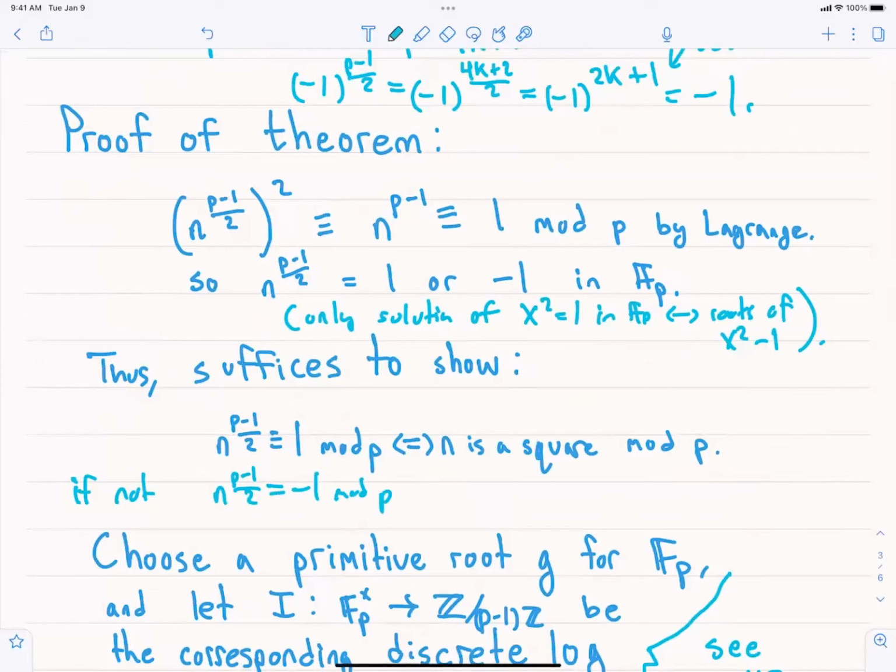And if n is not a square mod p, then, sorry, the only other option to n being a square mod p is that n is not a square mod p.